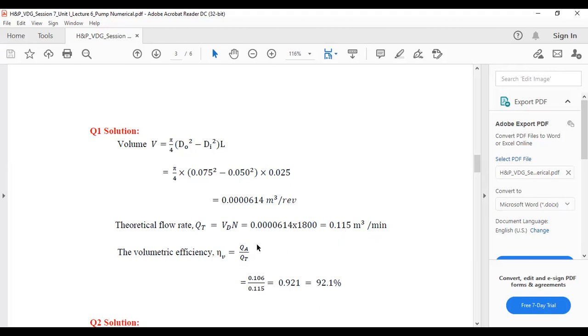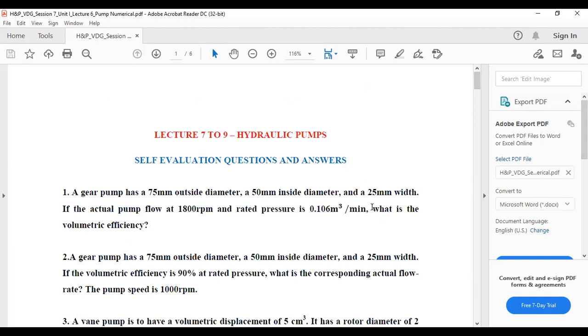The volumetric efficiency equals actual discharge upon theoretical discharge. So actual discharge is 0.106 and theoretical discharge is 0.115. So volumetric efficiency equals 0.92, that is 92.1%. In this way, we have solved this problem. So we have calculated volumetric efficiency.